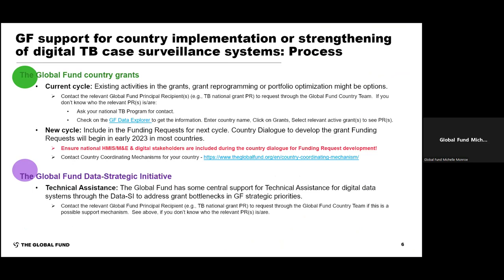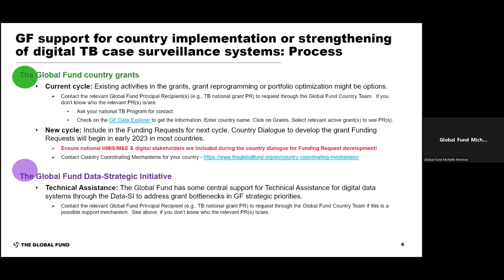So, as with my slide earlier in this webinar, the main process in place for support is through the Global Fund country grants. Again, that is by far where the bulk of Global Fund funding is. If you're a Global Fund supported country, you will have current grants right now, the current cycle going through 2023 for most countries. And there may already be existing activities in the current grants for digital case-based surveillance systems, and or there may be possibilities for reprogramming or portfolio optimization in the current grants that can then be used to adjust to support new or strengthening activities for digital case-based surveillance. So again, that's where you want to look first, into the country grants.